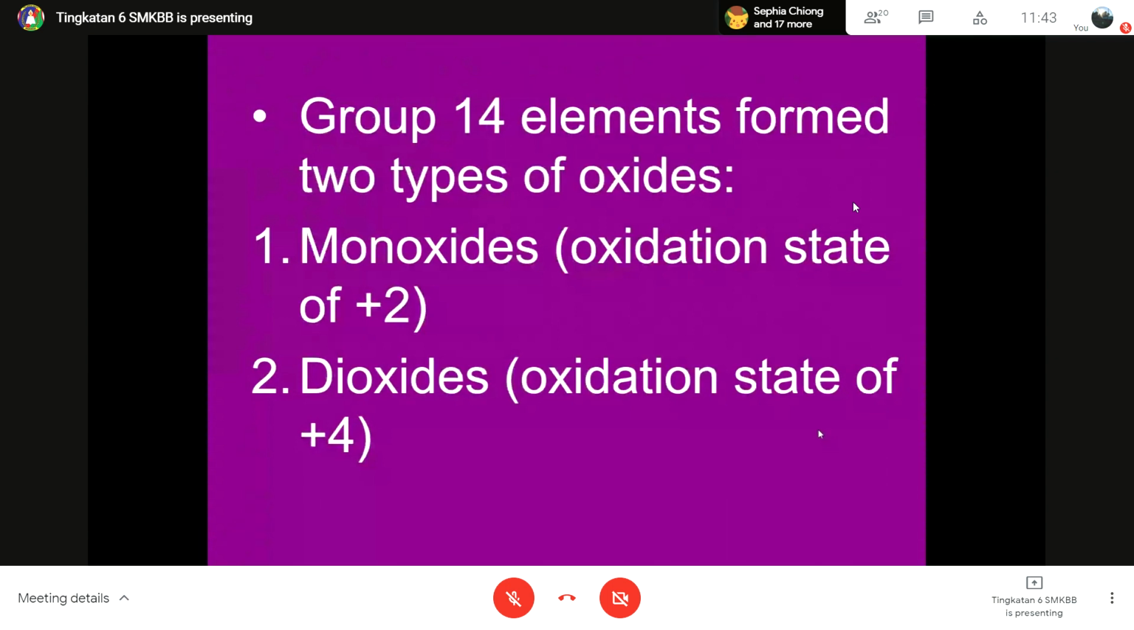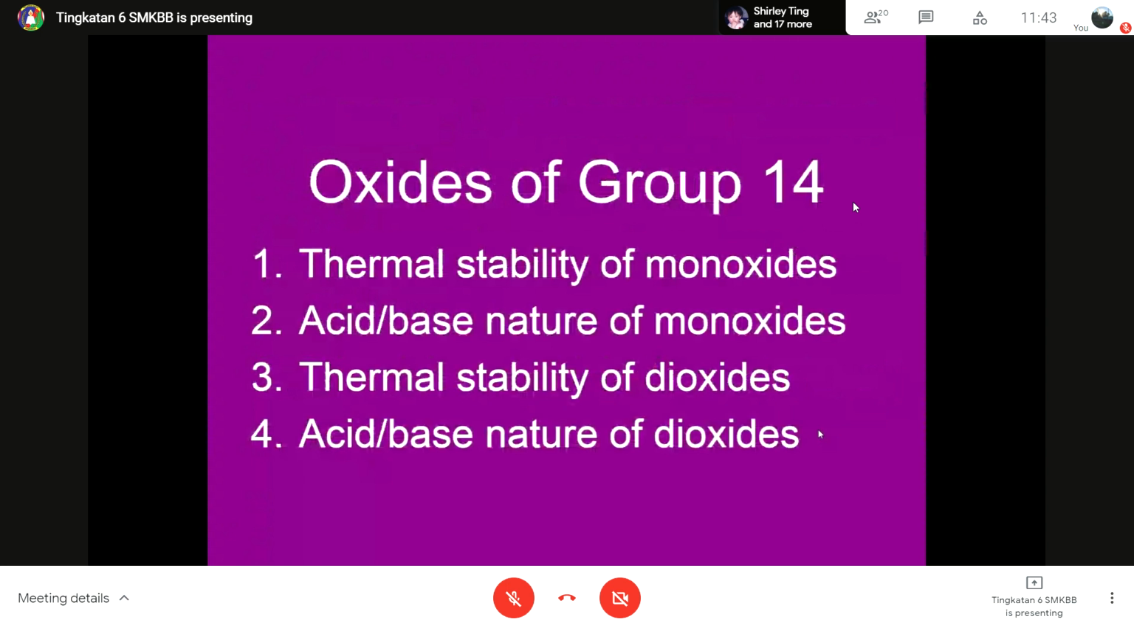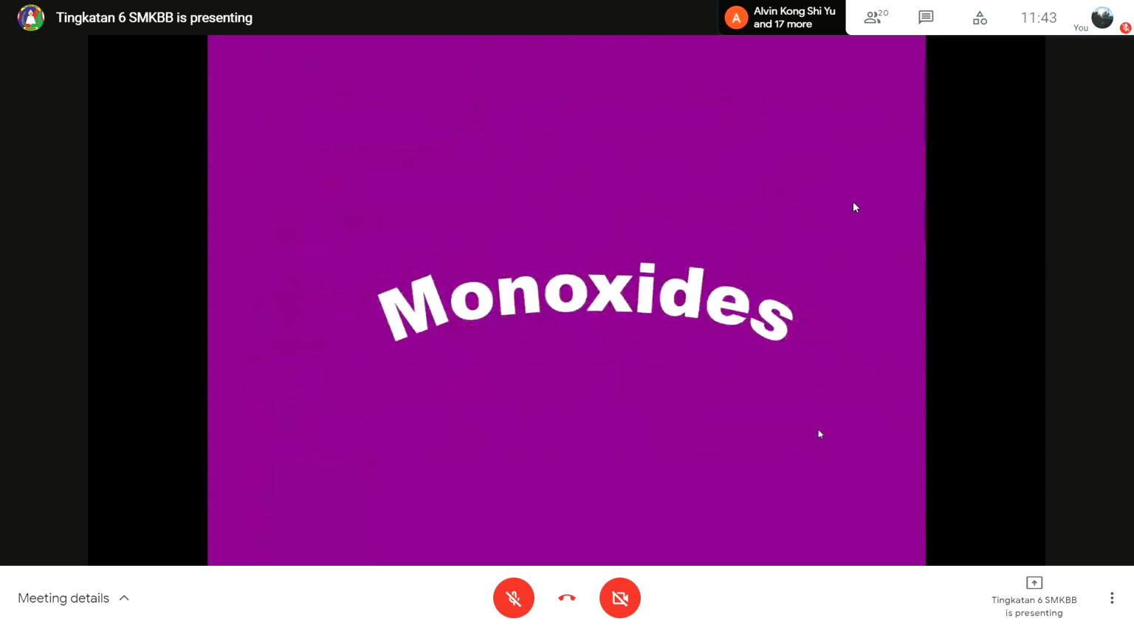Okay, so what do we need to study regarding these 2 types? The thermal stability and their acid-base nature, I mean their acid-base property. For both the monoxide and the dioxide, are they stable under high heat? And another one is, are they acid or alkaline or maybe neutral or even amphoteric? Okay, so those are the 2 that we're going to do. So let's start with monoxide first, starting with thermal stability.